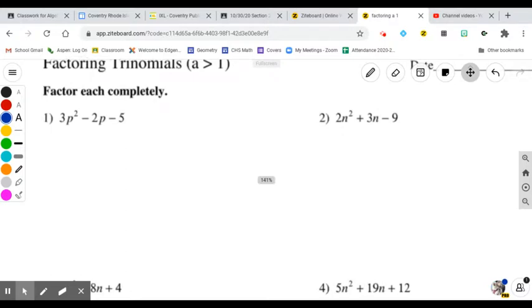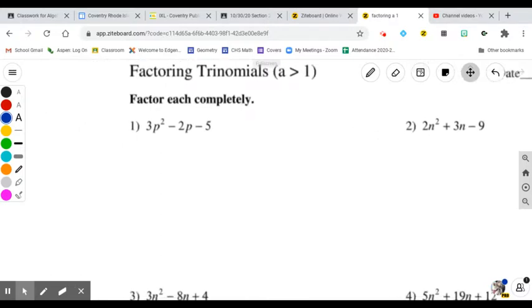Okay, here we go. So I'm going to start with number 1. So what you would do is remember there were 2 methods. There's box method and there's grouping. No matter the method that you choose, the first step is always the same. You first look to see if there is a GCF. Notice that this term and this term, they don't have anything in common other than 1. So you wouldn't take out a 1.